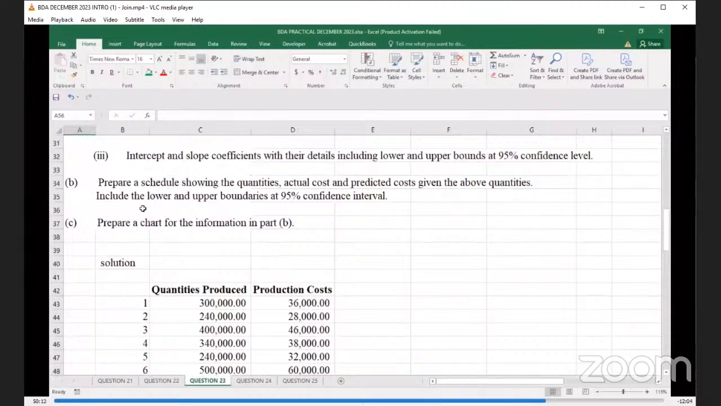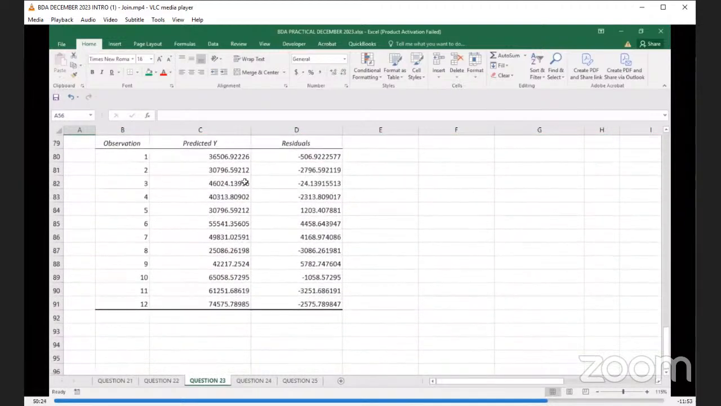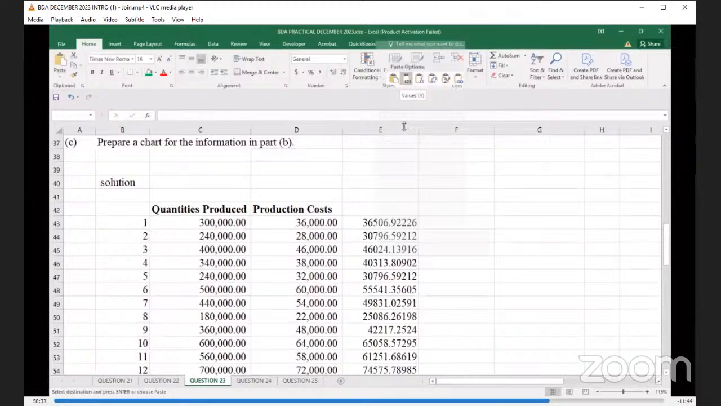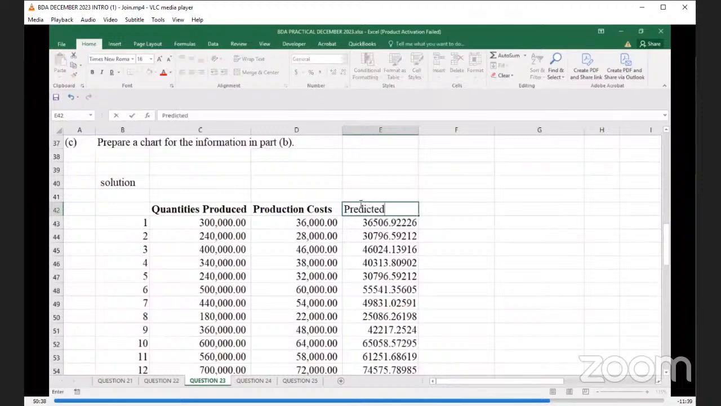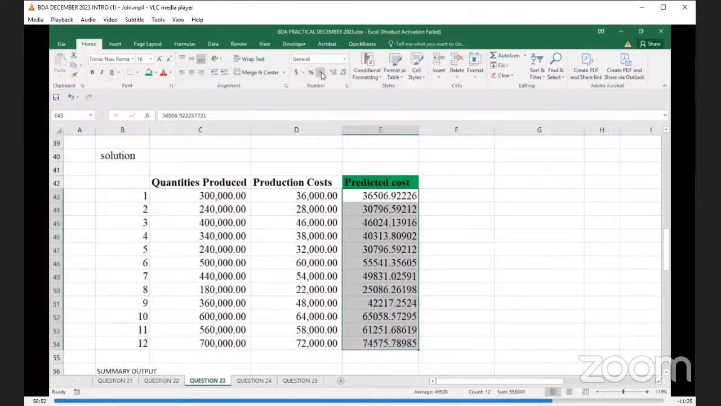So in this case, you're supposed to prepare a schedule showing quantity, actual cost, and predicted cost, given the quantity. At this point, it is very easy. My predicted cost, of course, is the predicted one, so I'm just going to copy and paste this one here. These are literally our predicted costs. Predicted cost, as simple as that. I can literally have this in my value at that point.